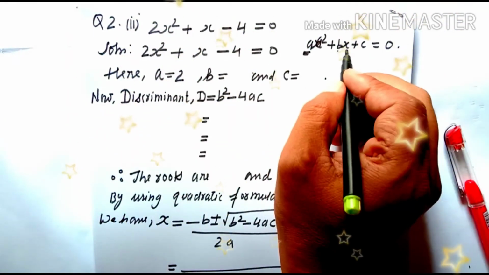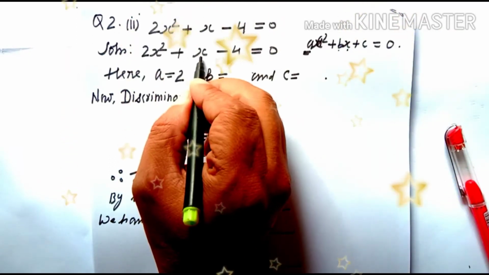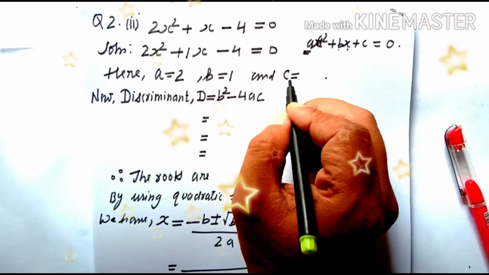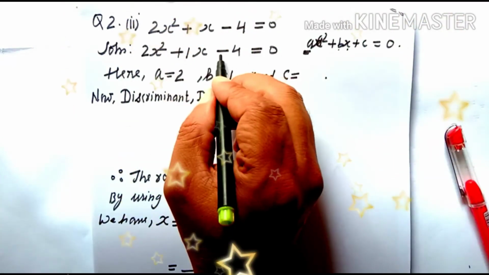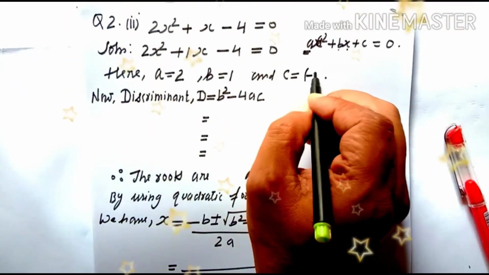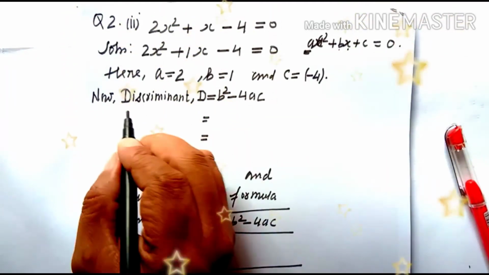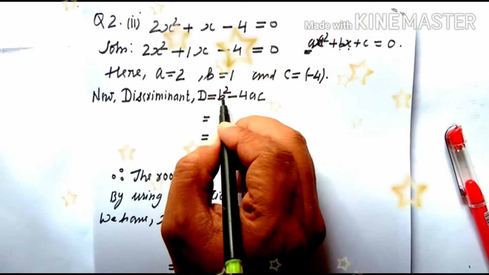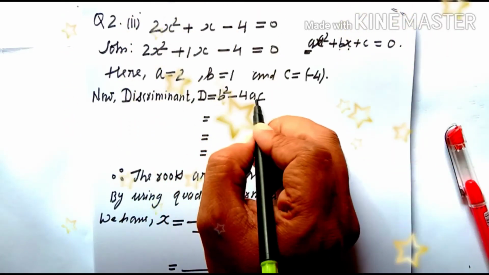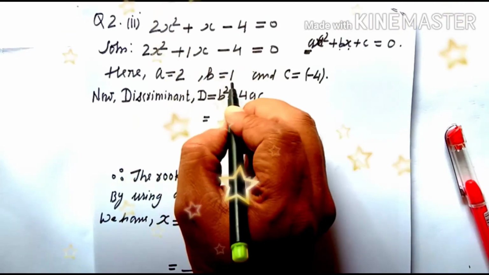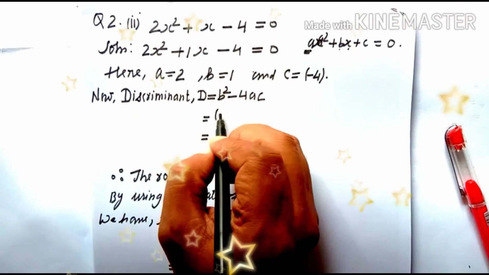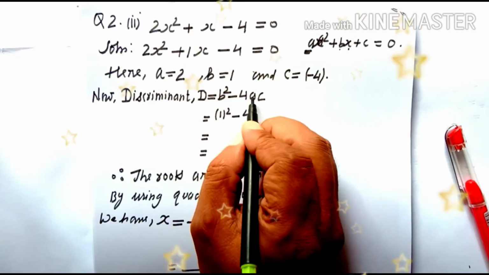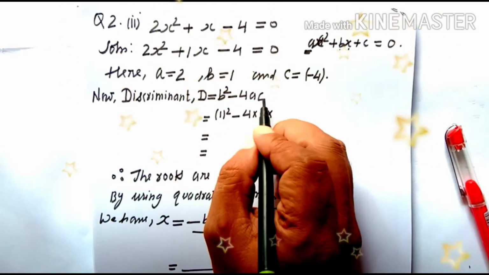B, the coefficient of x. So the coefficient of x, which means here always they used to carry 1. Now c, which is our constant, which is -4. So apply the discriminant formula. D equals b square minus 4ac. Substitute the value of b. We have 1 square minus 4 into a, 2 into c, minus 4.